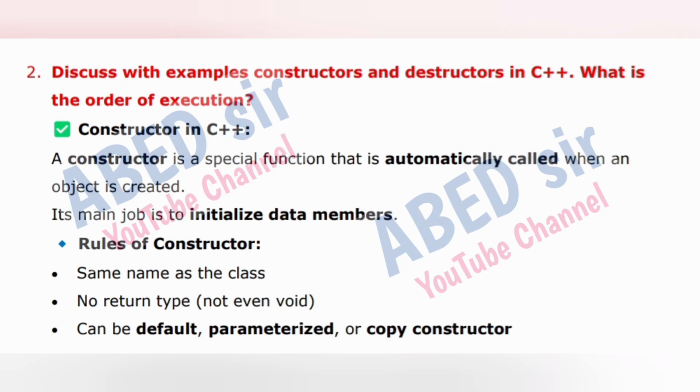Constructor in C++. A constructor is a special function that is automatically called when an object is created. Its main job is to initialize data members. Rules of constructor. Same name as the class. No return type, not even void. Can be default, parameterized, or copy constructor.